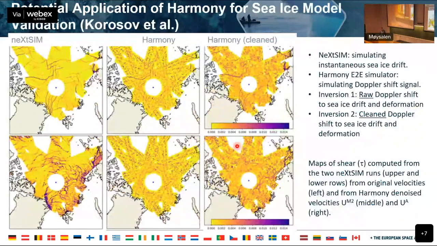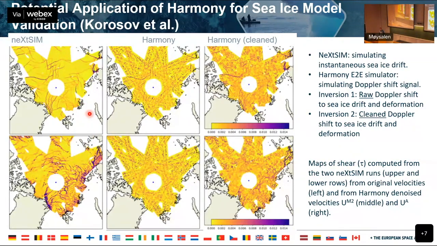And then a final example, which is actually linking to what Paco was showing in his presentation. It is also ice drift, but it is also relevant for Doppler. Here we used ice drift for trying to evaluate if we can use Harmony in future. And in this work, we used neXtSIM with different parameterizations, and we ran a forecast with different parameters and predicted ice drift and ice deformation.